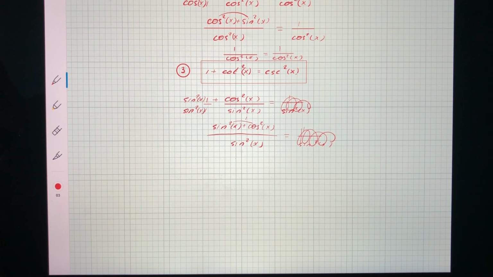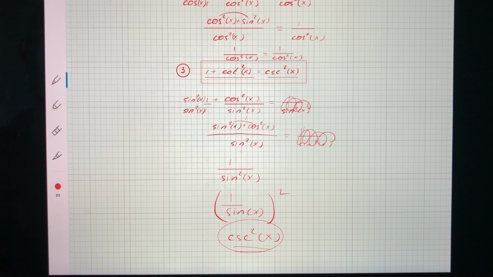but I can say that this is 1 divided by sine squared x, and I also know that this is the same as 1 divided by sine x, squared. 1 divided by sine is known as cosecant, and I have cosecant squared. So now I have started on the left side with 1 plus cotangent squared, and after some math I ended up with the right side, which is cosecant squared. So this proves that the left side equals the right side.